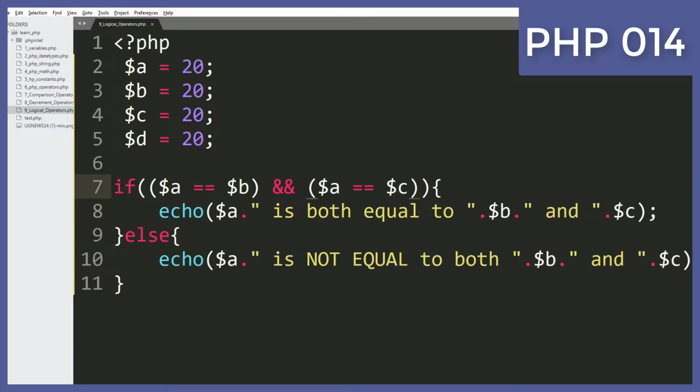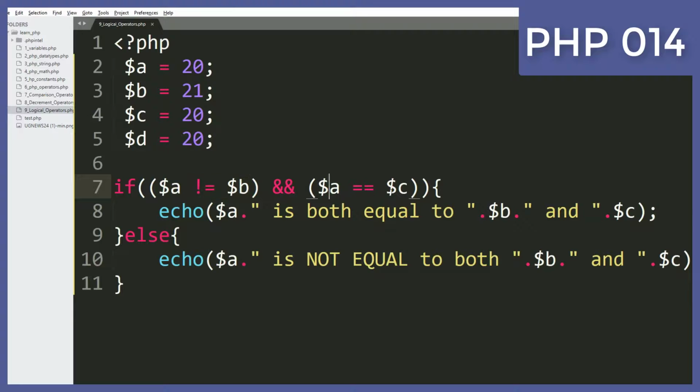So this one will be executed. But if one condition is nullified, then it will not be executed. I can as well keep this one as 21, and then I put here not. So it means that A is not equal to B. Of course this is true, because B is 21 and A is 20.